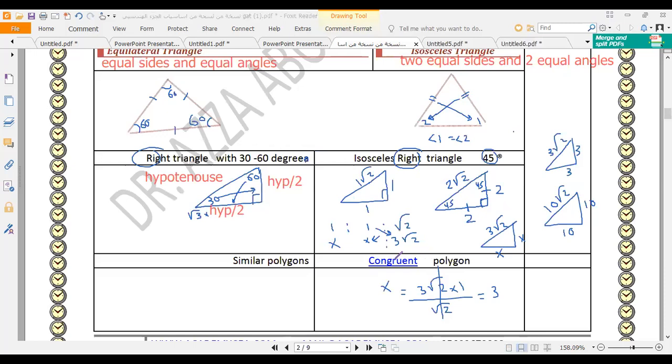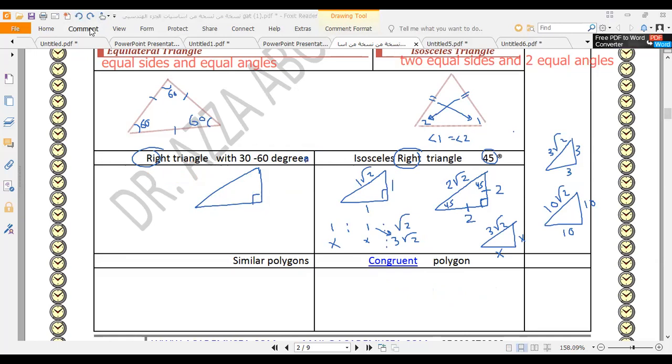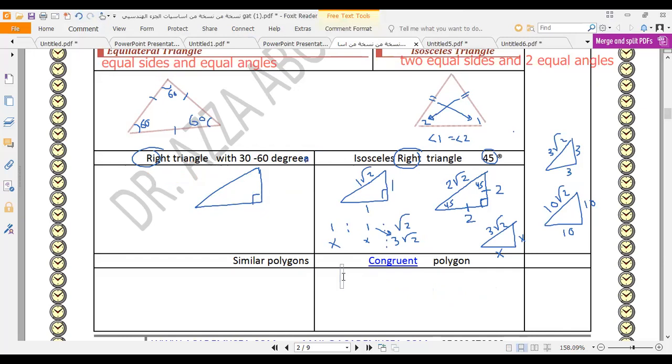Now we have a word which is called congruent polygon and similar polygon. What is the difference between congruent and similar? Congruent means all sides are equal and all angles are equal in any polygon. Polygon started with the triangle, the simplest polygon, which has 3 sides and 3 angles, then the quadrilateral with 4 sides and 4 angles, then a pentagon with 5 sides and 5 angles. All of these are polygons.